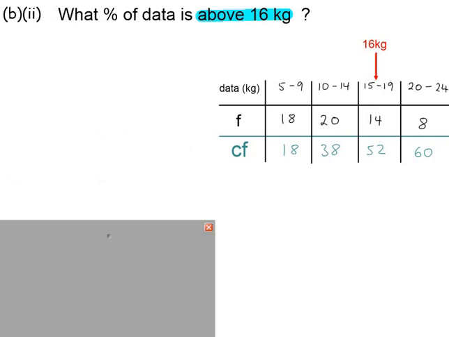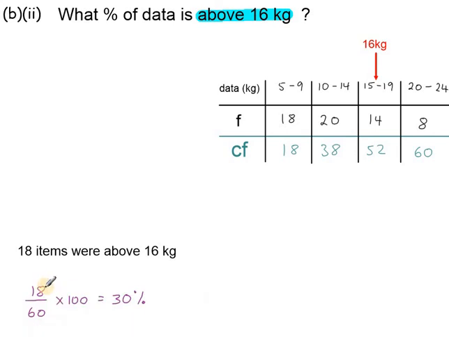And then what percentage of data is above 16? So 18 of the items out of 60 times 100, 30%. So 30% of our data is above 16 kilograms.